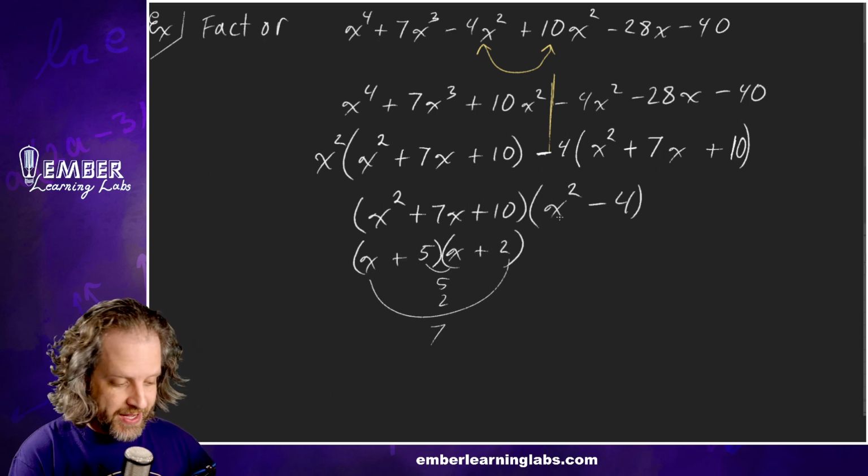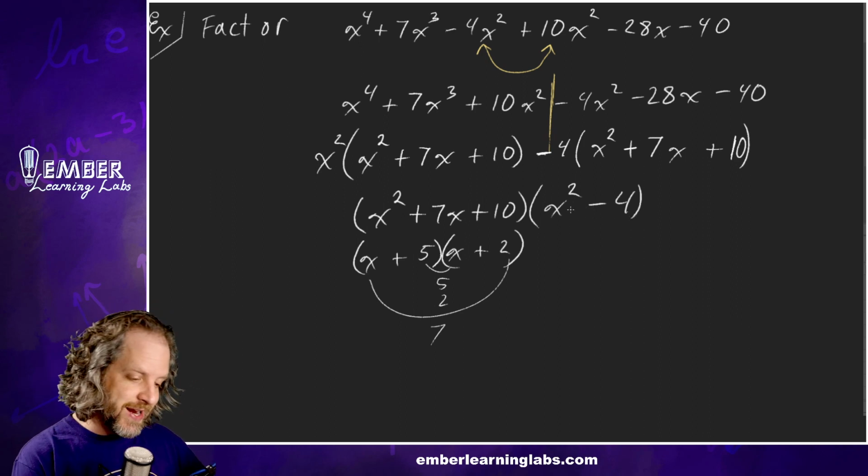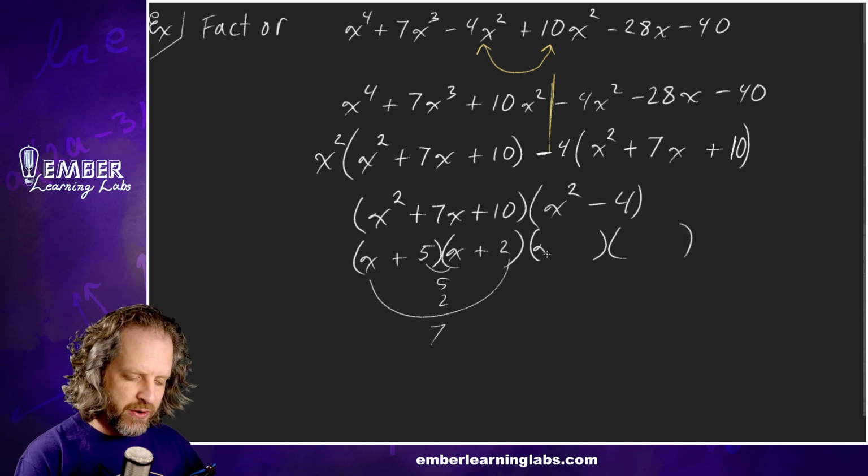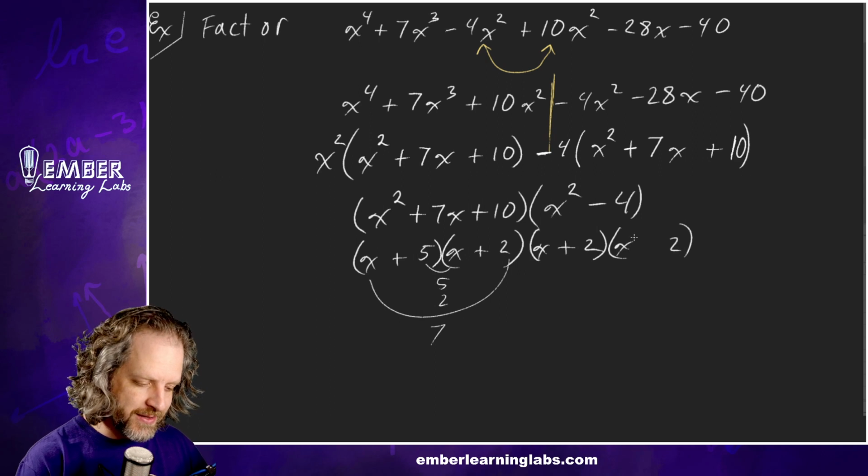Now, on the second one, we can also factor it some more because we've got a difference of two perfect squares. How do you factor the difference of two perfect squares? We do two sets of parentheses. Square root of the first one. Square root of the second one. Plus and minus.